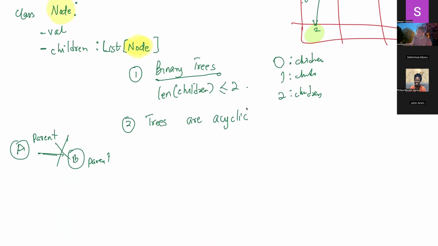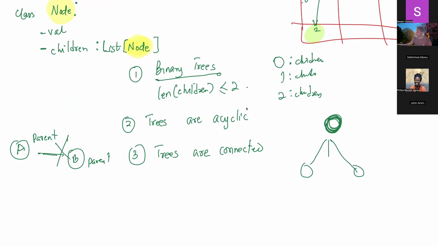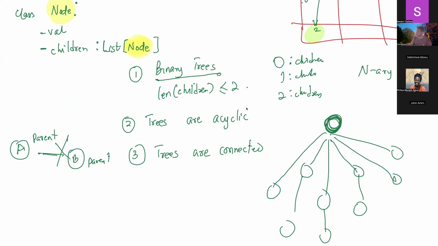Okay. The next one also is that trees are connected. So what do I mean by trees are connected? Please, all these things I'm listing here are important. What that simply means is this: starting from the root node, which we call the main parent, you can reach every other node in the tree. It doesn't matter whether it's a binary tree or an n-ary tree. It's not even just from the root node; starting from any node, you can reach every other node.